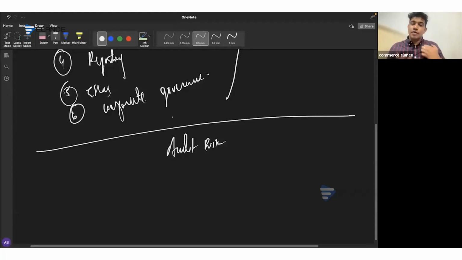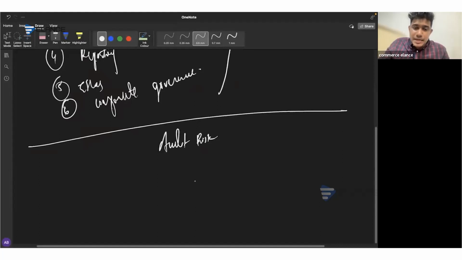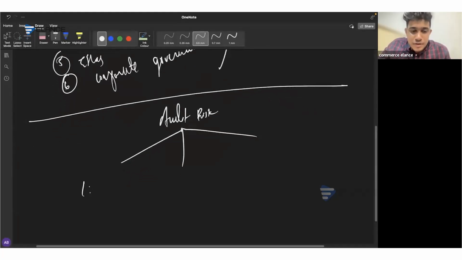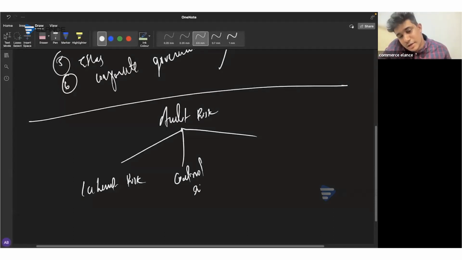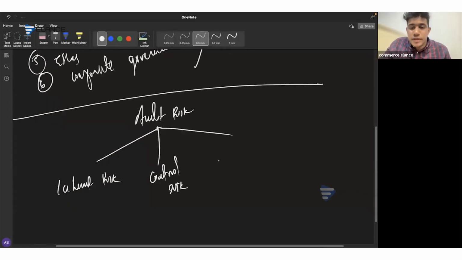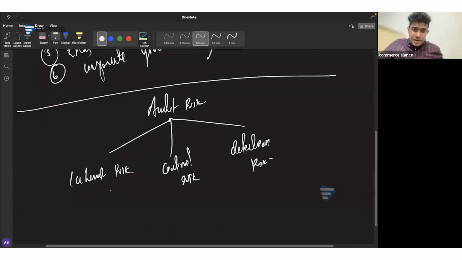As an auditor, we know that there are 3 things that might result in audit risk. There is inherent risk, then control risk, and in addition, detection risk. So these are the 3 things which will give rise to audit risk: inherent risk, control risk, and detection risk.